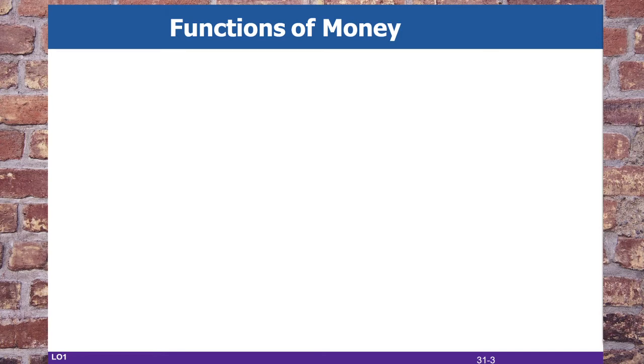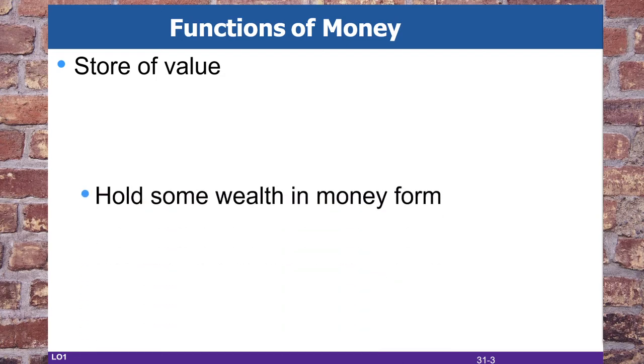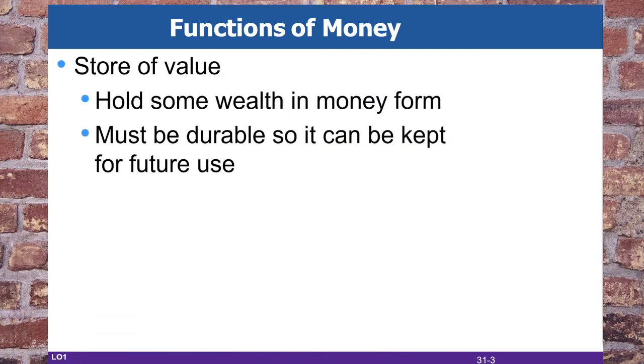Then the third characteristic or function of money is that it must be a store of value, meaning money holds wealth. I should be able to hold the money and use it in the future. So it's durable, so it can be kept for future use. I should be able to put money into my drawer, come back 6 months later, use it, and it should be worth the same as when I put it in the drawer. If it starts to lose its value, then it's not a store of value, and we would end up having to use something different as money.